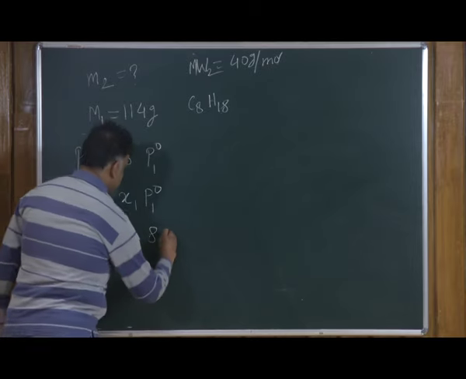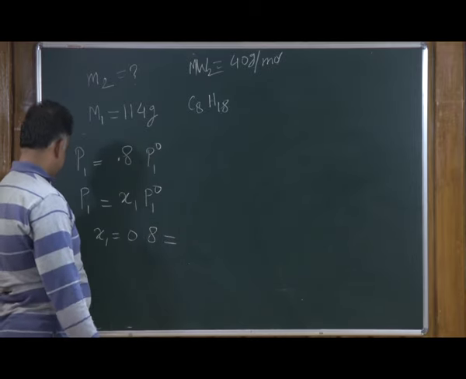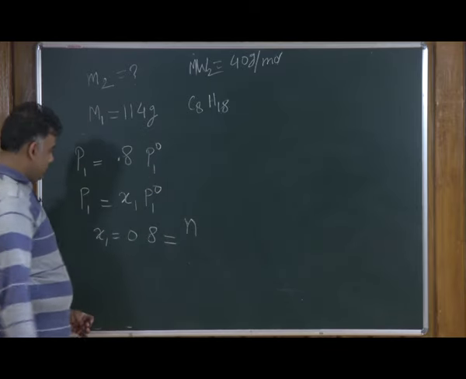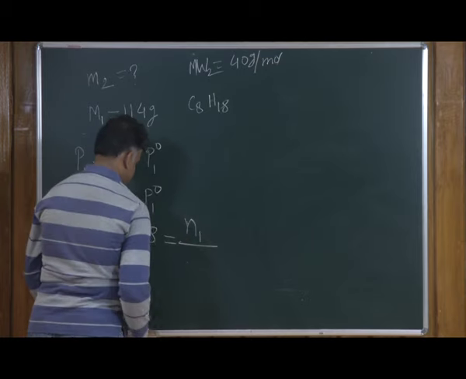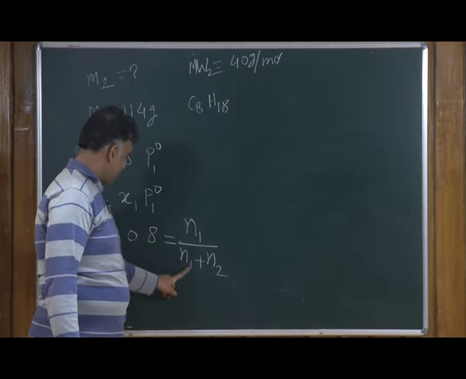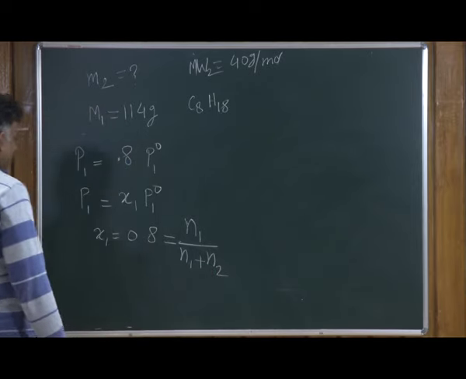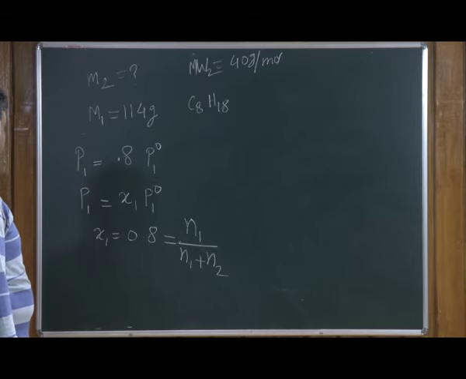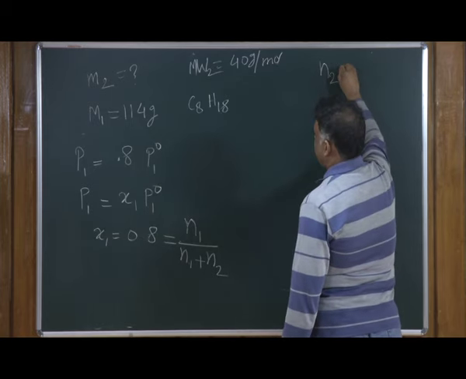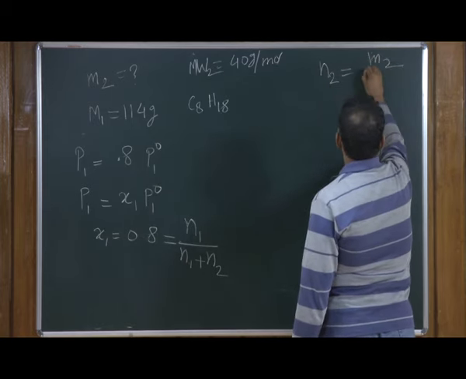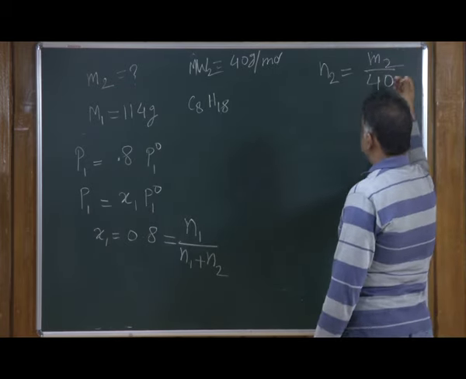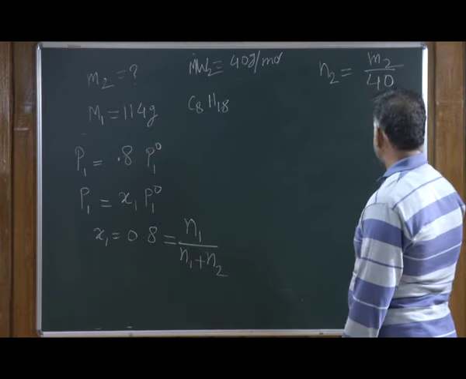All right, and let us see what is the definition of x1, we need to figure out m2. So, the definition of x1 is moles of component 1, that is solvent, divided by n1 plus n2, binary solution. So, moles of solvent plus moles of solute, total moles. Okay, so we need n1 and n2. So, n2 we can figure out, with the unknown, that is m2 divided by 40 gram per mole. So, weight of the solute divided by molecular weight of the solute. That will give me moles of solute.